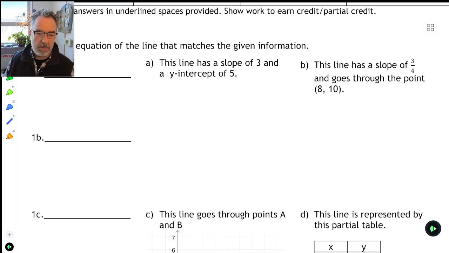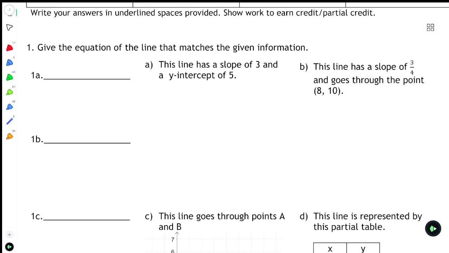So let's start in with this. One of the big ideas from this chapter was the fact that given some information, we should be able to come up with the equation of a line that fits that information. One of our key ideas is that we have a couple different forms for linear equations.